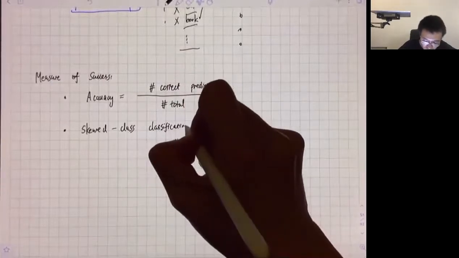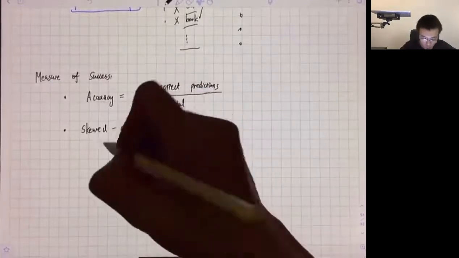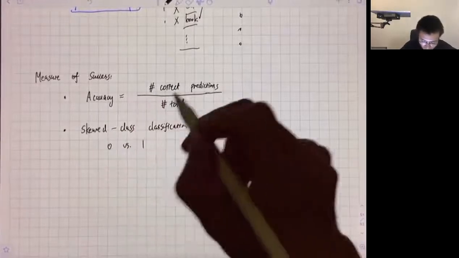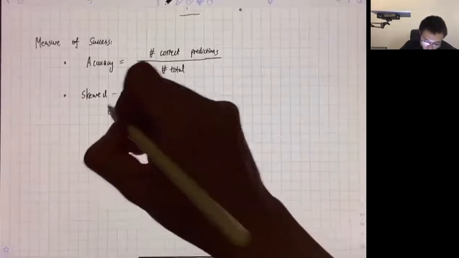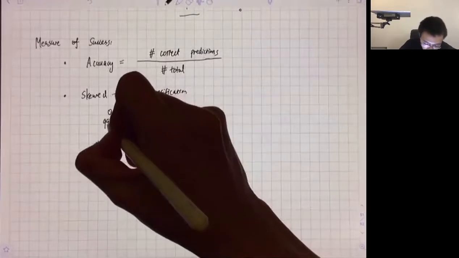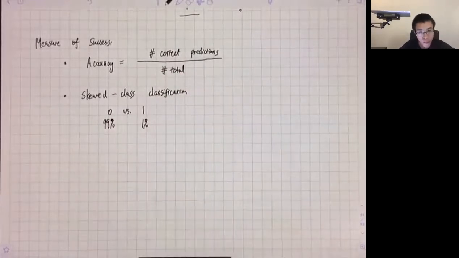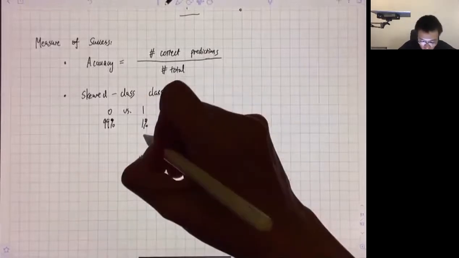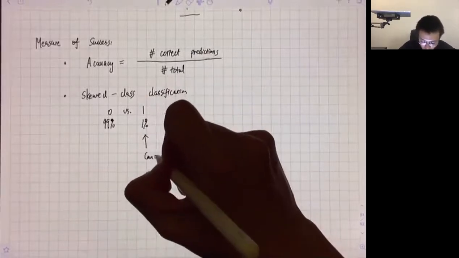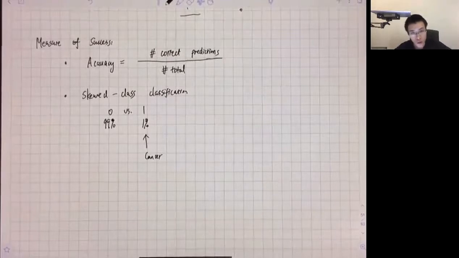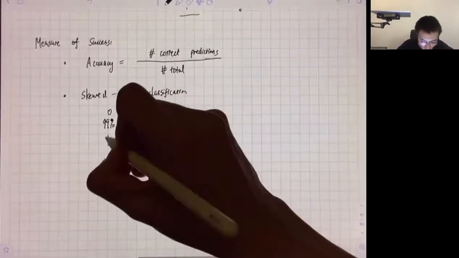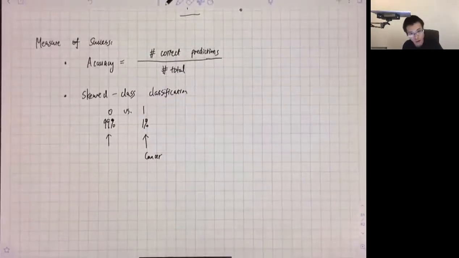Let's think of the binary case. We only have 2 labels, 0 and 1, okay? Suppose 99% of my samples are 0 and 1% of my samples are 1. It's possible. For example, this is cancer. We know most humans do not have cancers. So most of us are healthy, but a few of us unluckily have cancer.